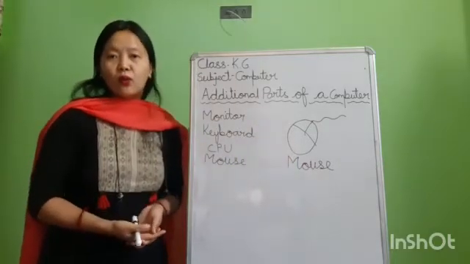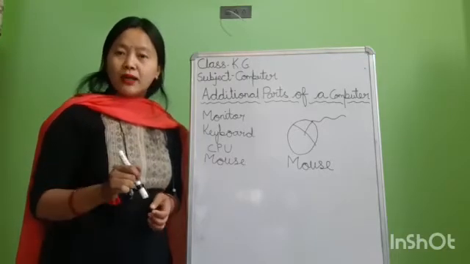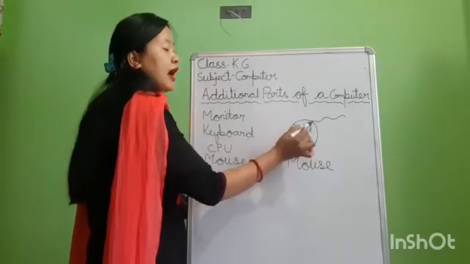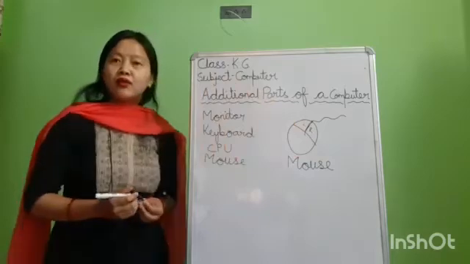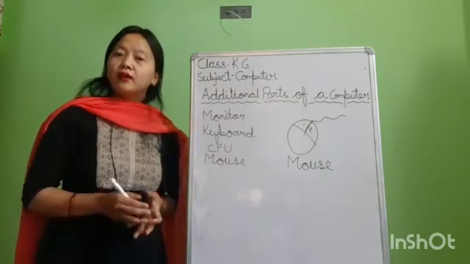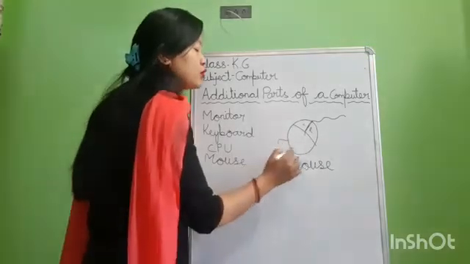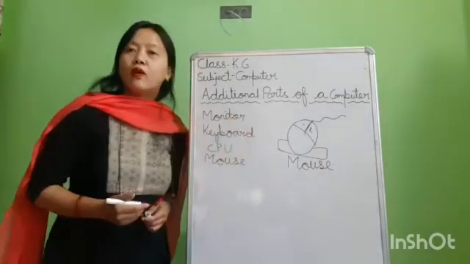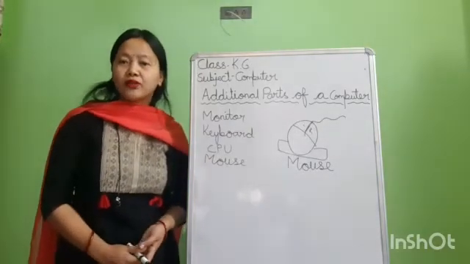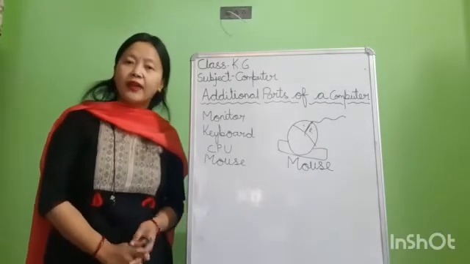Mouse is also known as pointing device. Children, mouse has two buttons and one scroll wheel: left button, right button and one scroll wheel. A mouse is also used to draw pictures on the computer. As I told you in the previous video, we keep the mouse on the mouse pad. We can point and select objects on the monitor screen with the help of the mouse, and even play games on the computer.